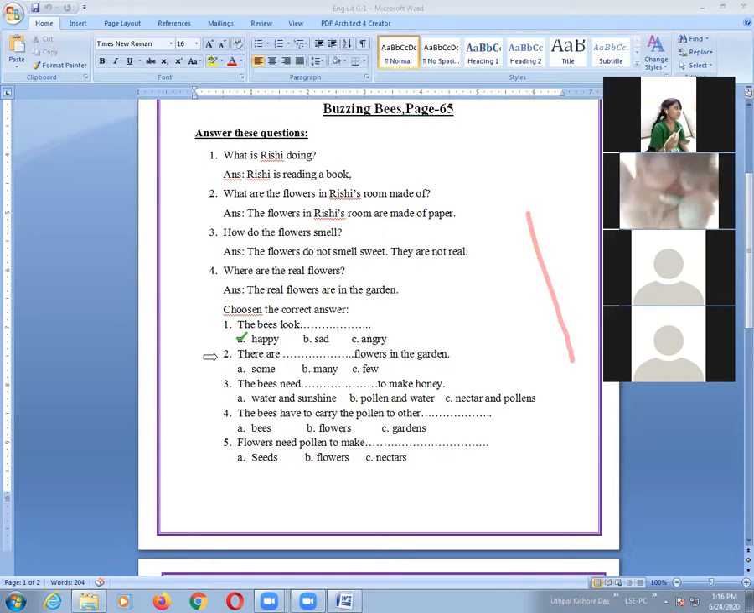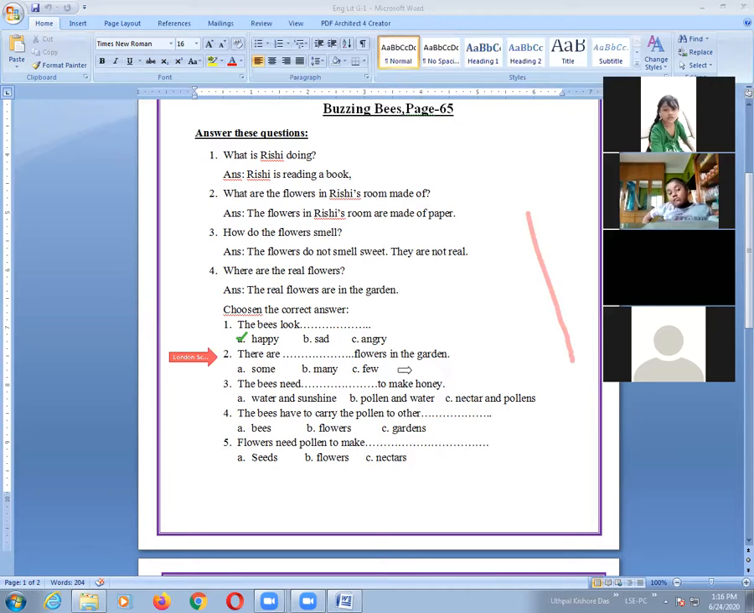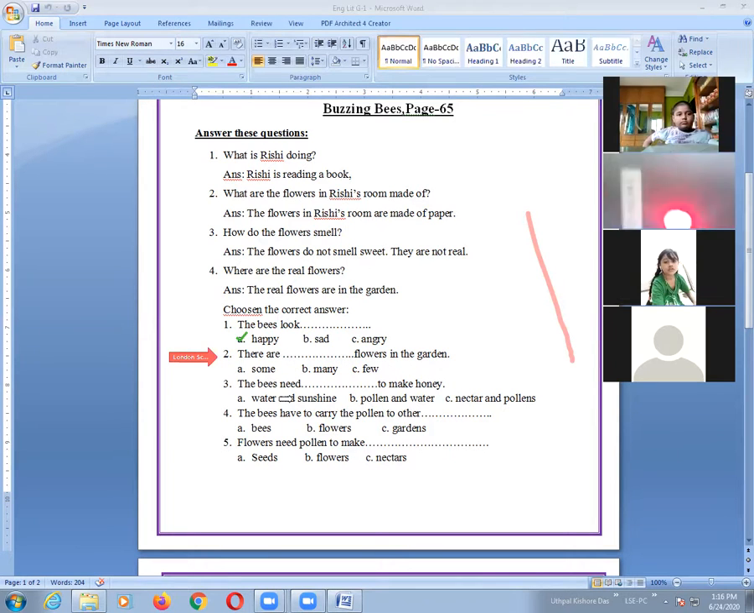Okay, now number two. There are many flowers in the garden. Now pick up your answer.